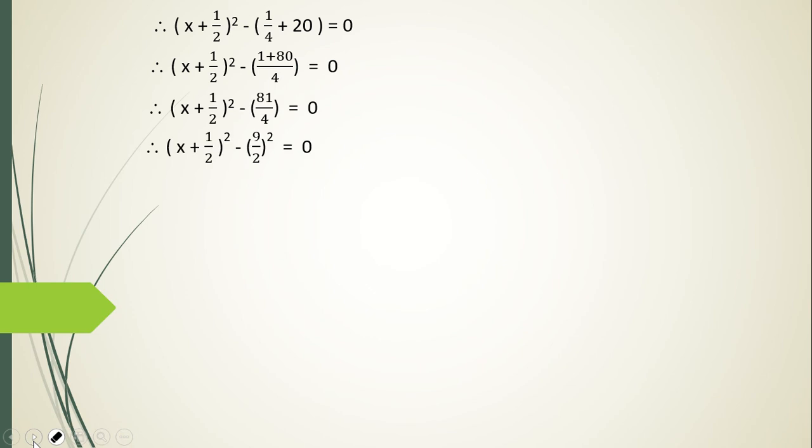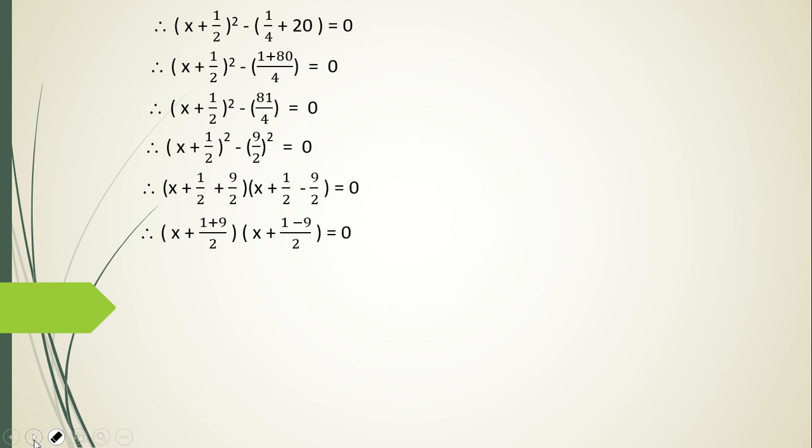So now what I can do? (x + 1/2 + 9/2)(x + 1/2 − 9/2). Now solve this. The base is anyway the same. 9 plus 1 is going to be 10, so 10/2. And this is 1 minus 9, so that is −8, −8/2. So 10/2 is 5 and 8/2 is 4.